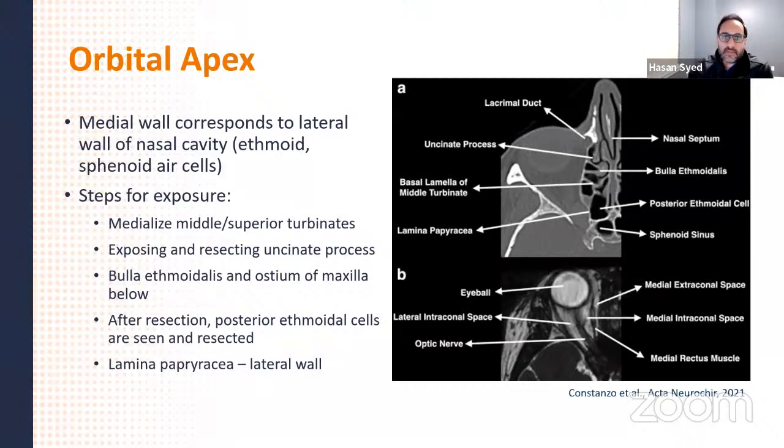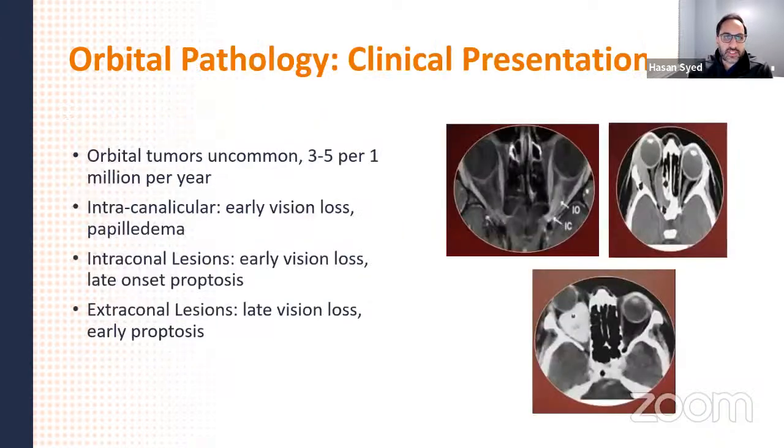And really the main steps to get to this location correspond to medializing the middle and superior turbinates, exposing and resecting the uncinate process, then approaching the bulla ethmoidalis and ostium of the maxilla, as you can see in the image. And then after resecting these ethmoidal cells, approaching the lamina papyracea and the lateral wall of the sinus, which is essentially the medial wall of the area in question.